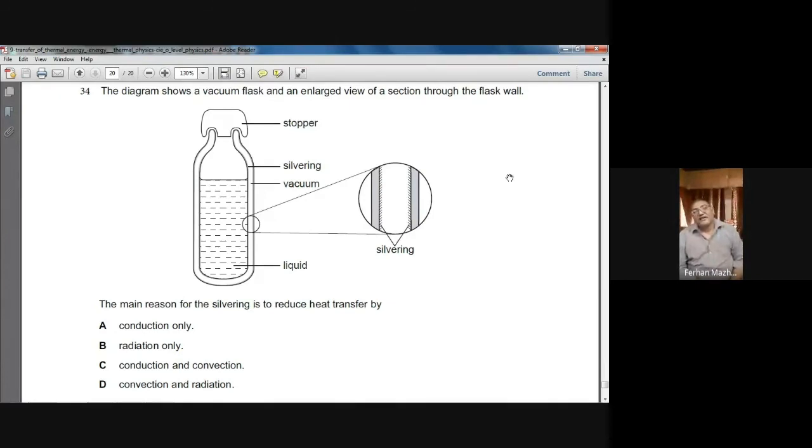Silver color cannot stop conduction. It cannot stop convection. Silver color can only affect radiation, because a silver surface is a bad emitter of infrared radiation. So it will be affecting the radiation. So what's the option? What do you think? What is the option?